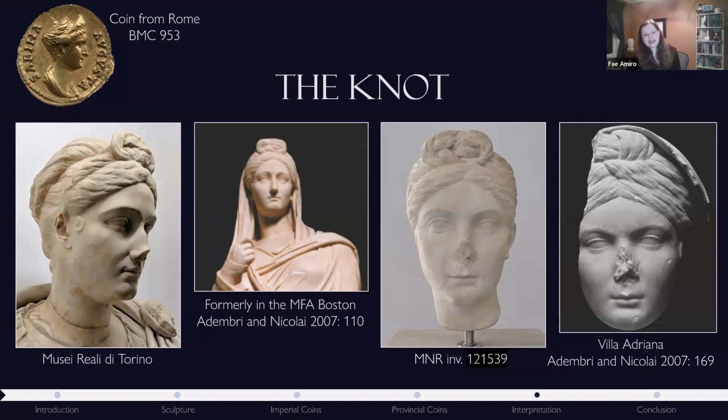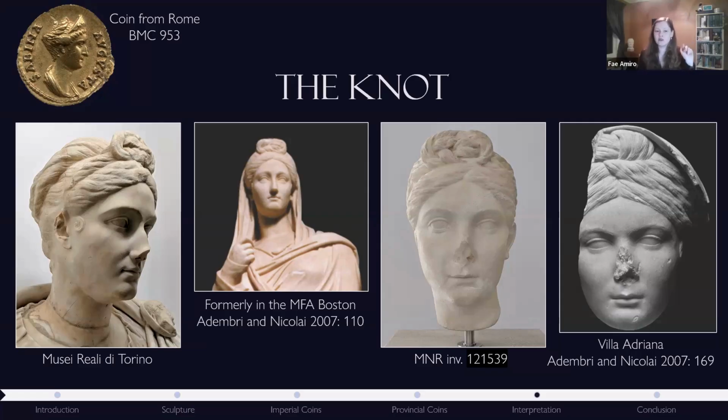And second is that the back half of the hairstyle does directly correlate with the basket type. So I've put the basket type at the top of the slide here. You can compare with the Turin head. So the whole back half of the hair is the same. The only difference is this knot at the front.